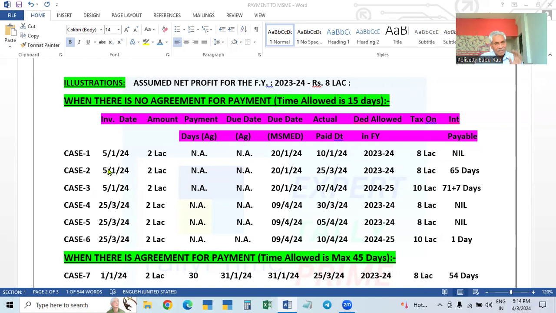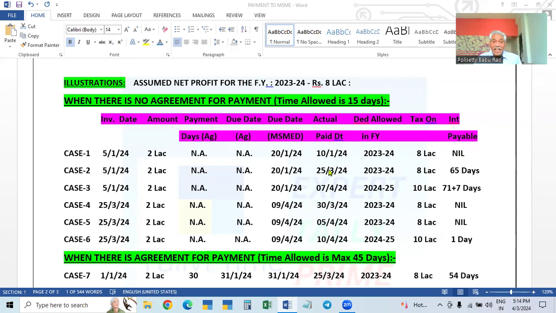Next, the second one, the same thing. The due date is 20 January. So it is paid on 25th March 24. It is paid within the financial year. So if it is paid within the financial year, it will not be disallowed. So it will be allowed in the same year, 23-24. This will be allowed, and only on 8 lakhs we have to pay the income tax.